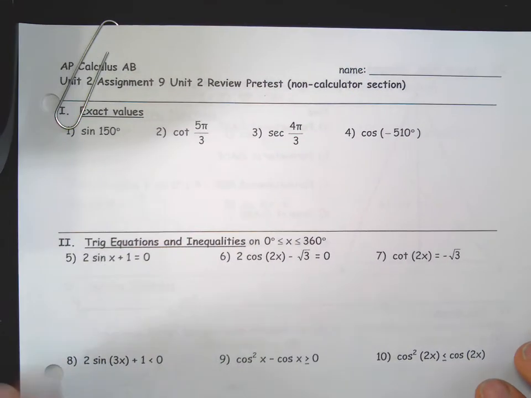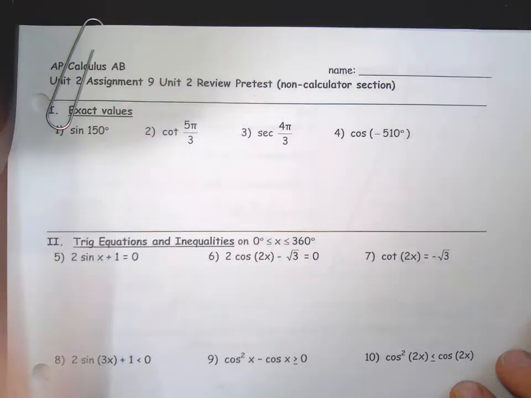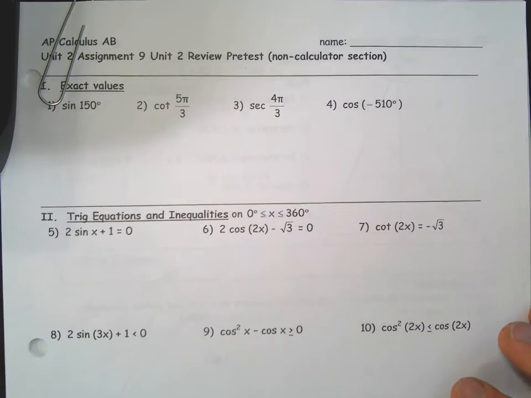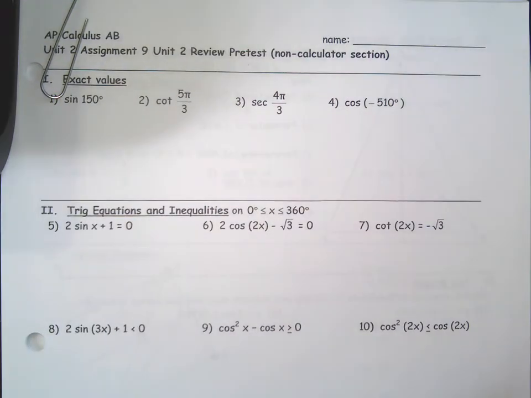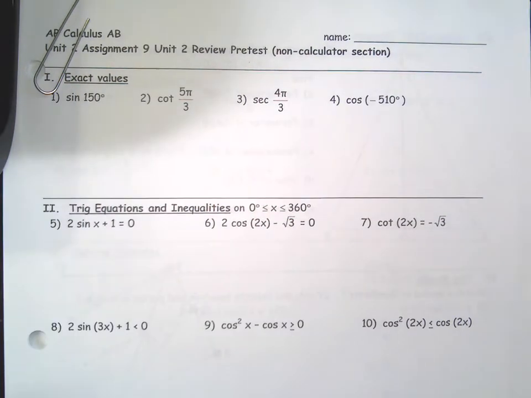Okay, office hours for the first pretest assignment 9, non-calculator section. On your test, you're going to have two sections, one for calculator, one for non-calculator. We're going to do the calculator one first, actually, and time-wise it won't be as intense. The non-calculator section, which this is based off, is going to be a little more of a time crunch.